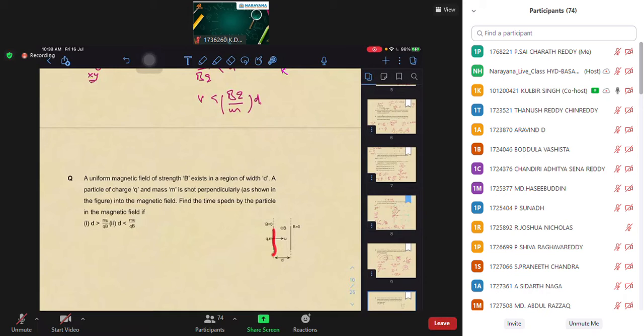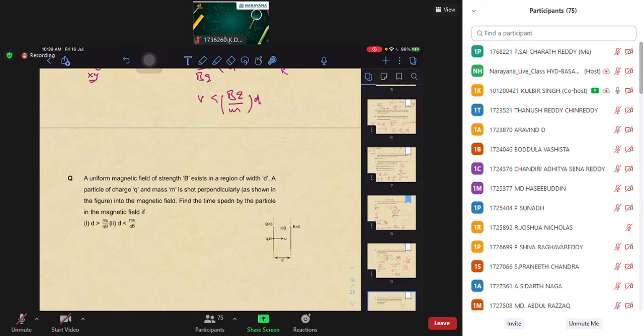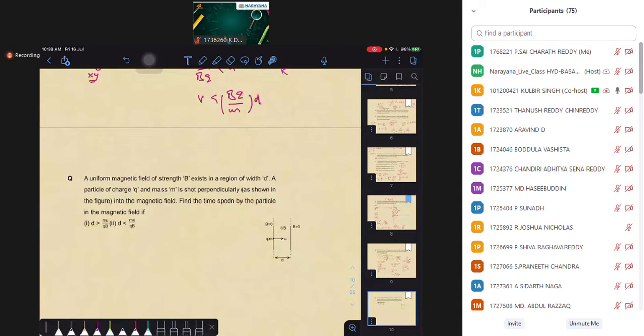So this is a region. This is a width D. In this region, only a magnetic field is there. Outside there is 0. Here it's a 0. So only in that width region there is a magnetic field, and it's a cross. Cross means inward.